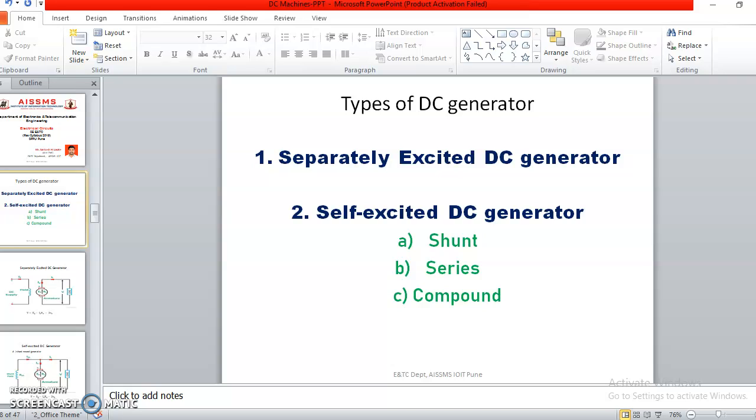In short we can say, if the field winding and armature winding are in series, then it is called a series self-excited DC generator. Similarly, if the field winding and armature winding of a DC generator are in parallel, you can call it a shunt self-excited DC generator. And when the field winding and armature winding are partially series and partially parallel, then it is a compound self-excited DC generator. So next we will see one by one.